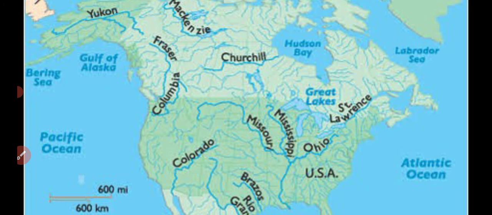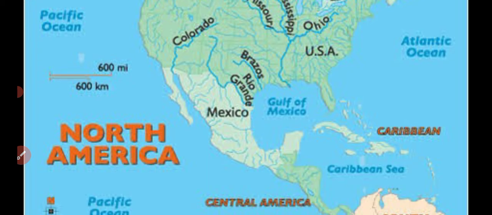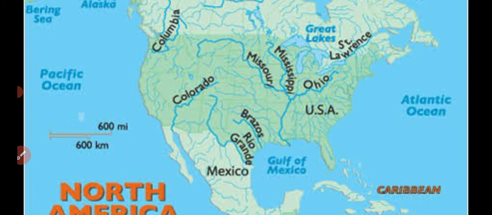So the most important rivers in North America are Mackenzie. Mackenzie is in the north and it drains into the Beaufort Sea. And then we have Columbia. Columbia drains into the Pacific Ocean. Then we have Colorado River, which drains into the Gulf of California, and Rio Grande River, which drains into the Gulf of Mexico, and Missouri and Mississippi. Mississippi and Missouri will join together. Why? Because Missouri is a tributary of Mississippi.